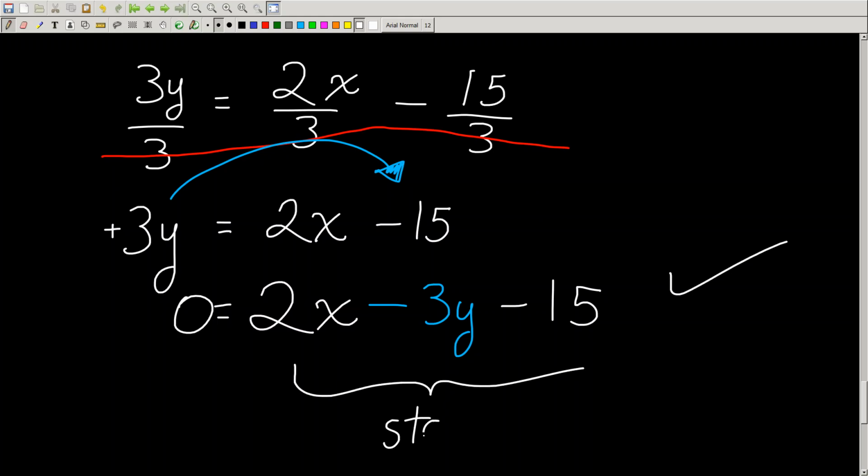I've got 0 on one side of the equation, and I got all the terms on the other side. Ladies and gentlemen, that is the beauty of converting between y equals mx plus b and standard form and vice versa. It's actually quite exciting, and to be honest, I love algebra.